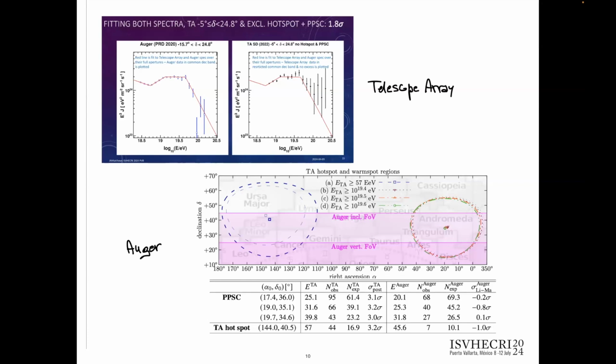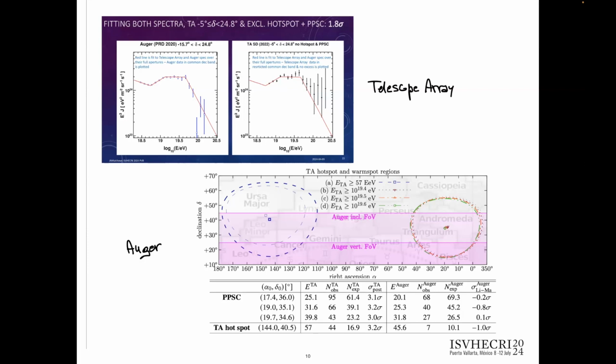Just a quick question, because I'm a bit lost in this discussion. If the TA hotspot and the warm spot region were not the answer to this bump, then what would it be? It looks like there's only one hypothesis. We don't know. Okay, there's no other hypothesis.